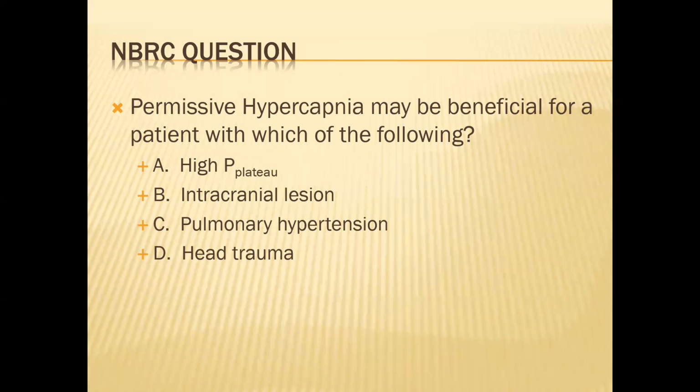Head trauma, hypercapnia worsens head trauma. If you have pulmonary hypertension, if the CO2s are high, it worsens pulmonary hypertension. And if you have an intracranial lesion, having high CO2s does nothing for the lesion. I don't know how to reason that one. But if you have high plateau pressures, you don't want to keep ventilating with higher pressure because that damages the lungs. So you would tolerate the high CO2s.